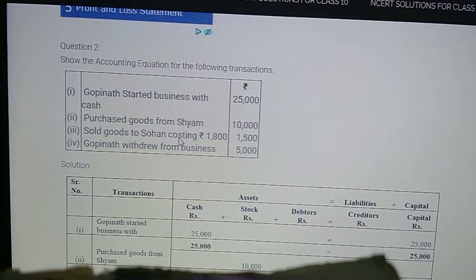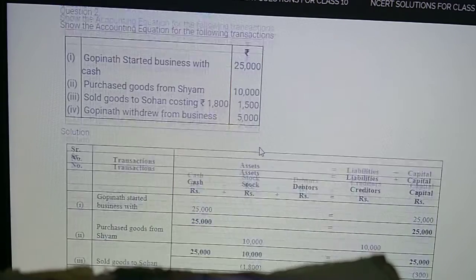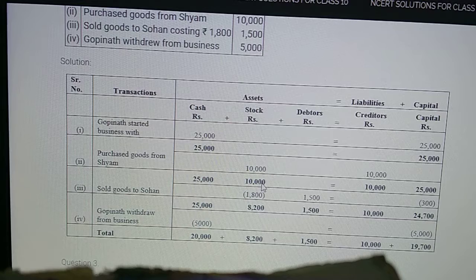Now the last one: Gopinath withdrew 5,000 from the business. He withdrew some amount, 5,000, so the cash is going to reduce by 5,000 and your capital is also going to reduce by 5,000. So the balance is cash 25,000 minus 5,000 becomes 20,000, stock 8,200, debtors 1,500, equal to creditors 10,000 plus capital 24,700 minus 5,000 becomes 19,700.